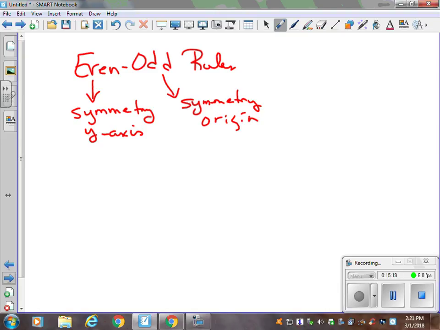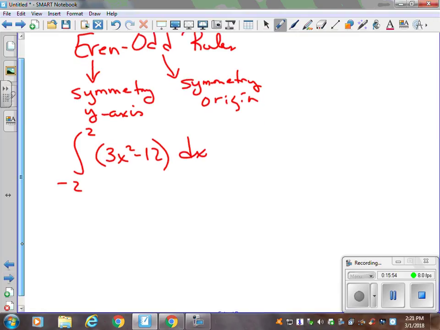Does it look like I flipped it over the y-axis, or does it look like I rotated it 180 degrees? Now, pretty much, this is all based off of the looks of the original problem in your integration. So if I'm integrating from -2 to +2, first of all, those two numbers need to be opposites of each other for this to work. And we're looking at 3x squared minus 12, which happens to be a quadratic. And some quadratics are not even functions, some are.